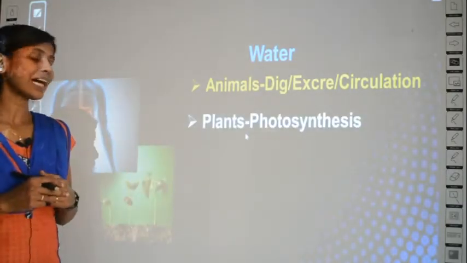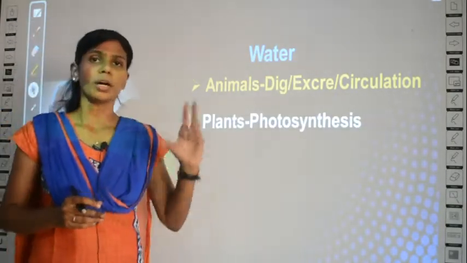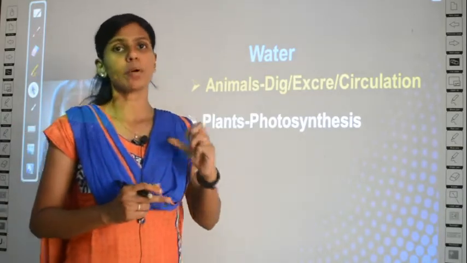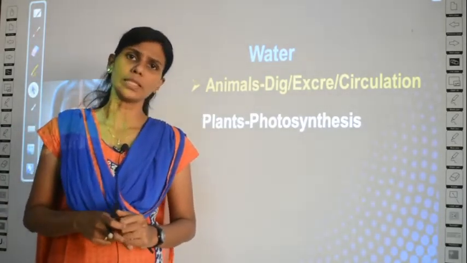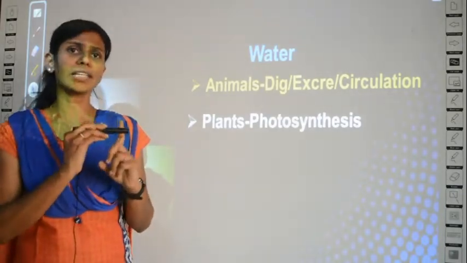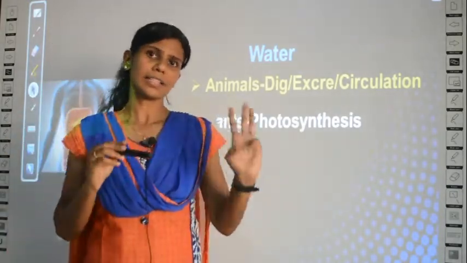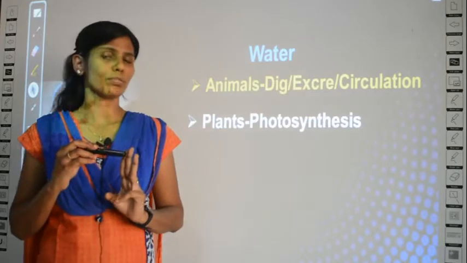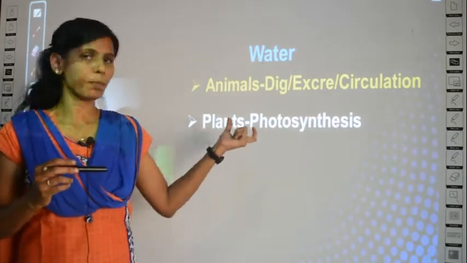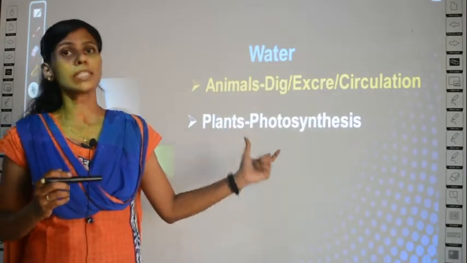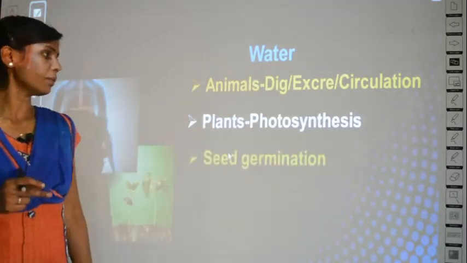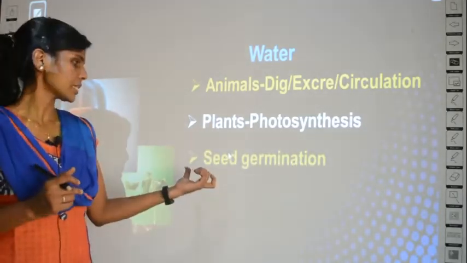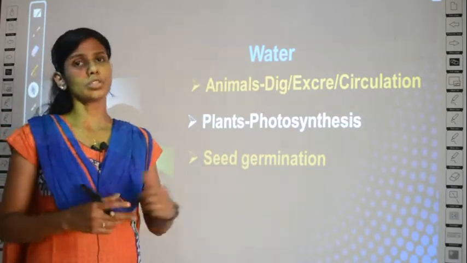What about plants? For plants, one more major raw material in the process of photosynthesis is water. What all do you need for photosynthesis? Carbon dioxide gas, water and sunlight. These are the major components of photosynthesis. So again for the plants, for the process of photosynthesis, water is one more major component. So plants need water for photosynthesis, and also for germination of seeds.